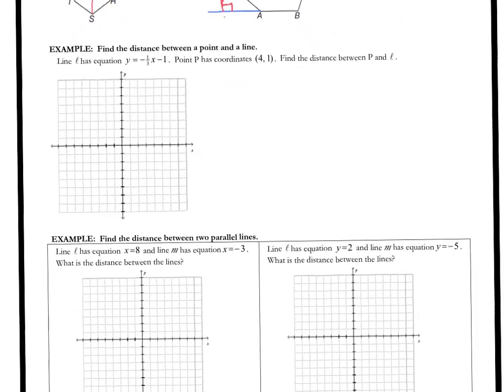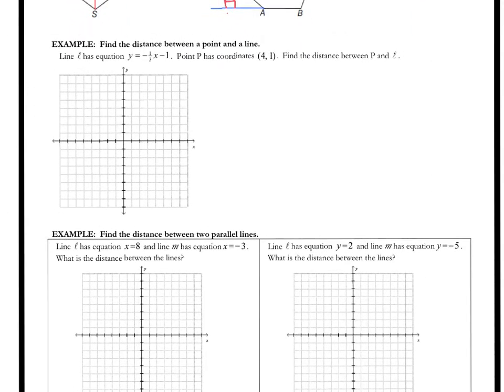Alright, the next problem says find the distance between a point and a line. So you're given line L with the equation y equals negative 1/3 x minus 1. So that means a y-intercept of negative 1 with a slope of negative 1 over 3, or positive 1, back 3. So up 1, back 3, or down 1, right 3. Okay, and there's our line.